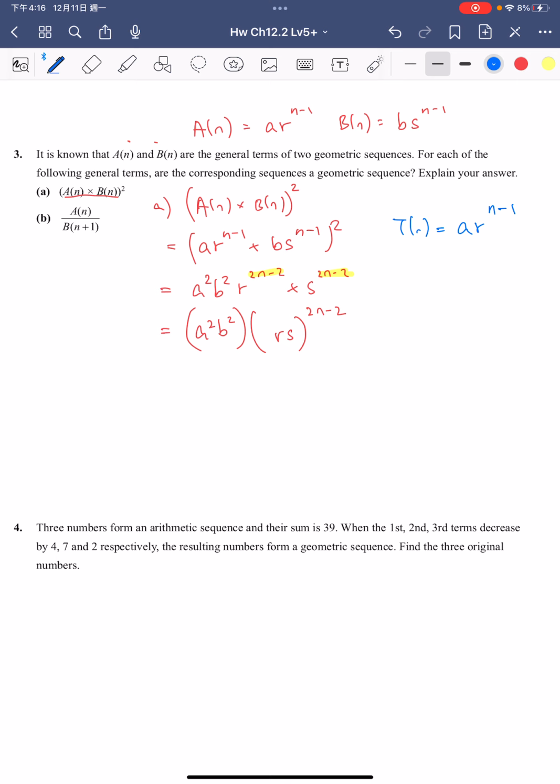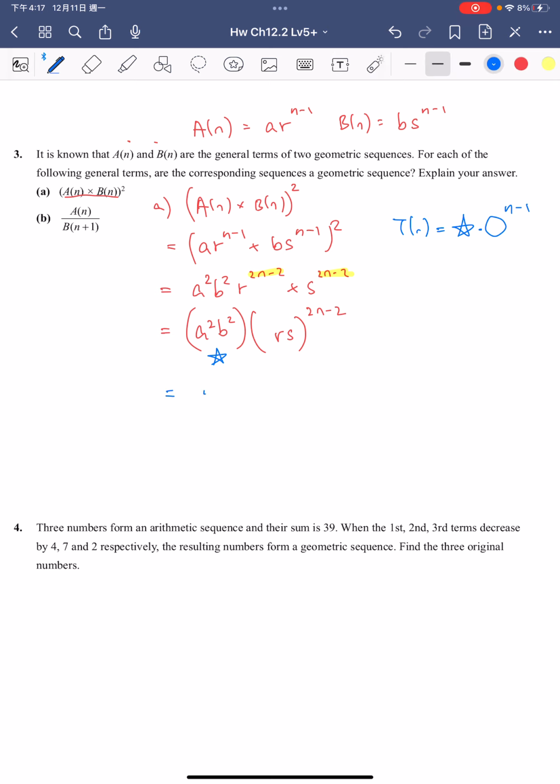So our a, or we can just change to another format, we can write it as a star, and then times a circle to the power of n minus 1. That's the format we want. The star is going to be a number, and a squared b squared is actually a number, so we can say this is just our star. But the power we want is n minus 1, and the power now is 2n minus 2. This means that is wrong.